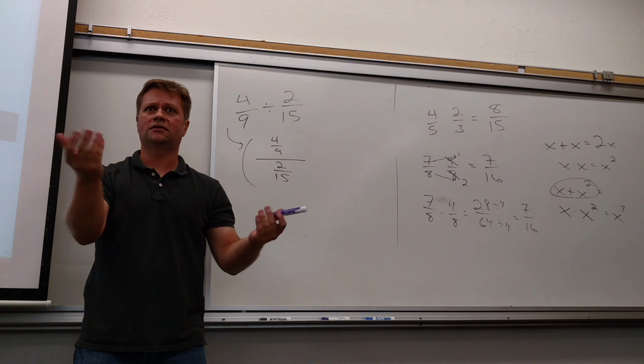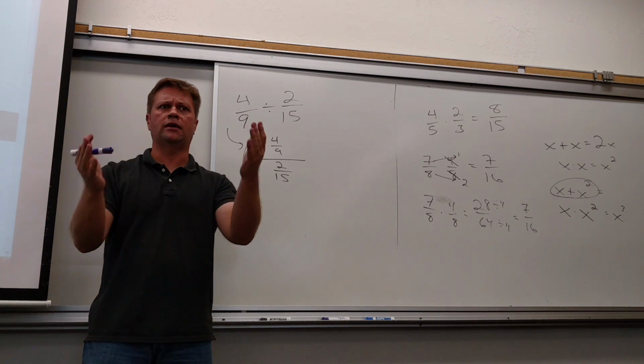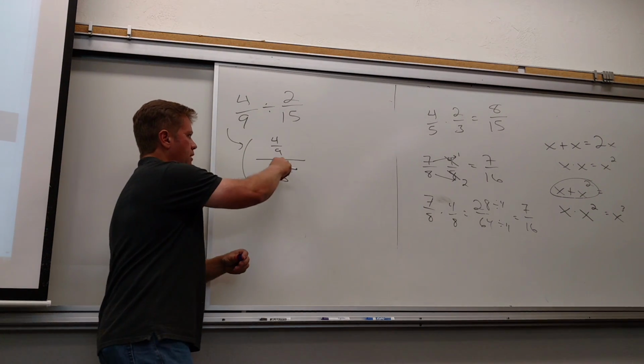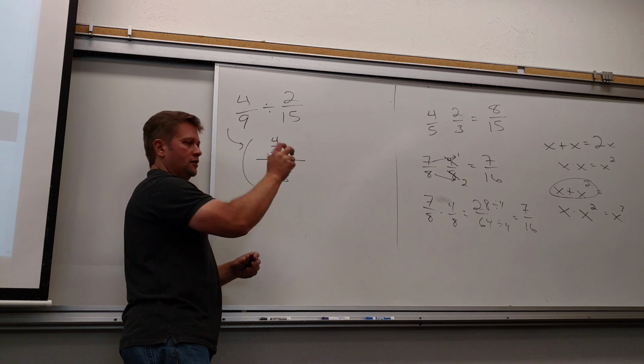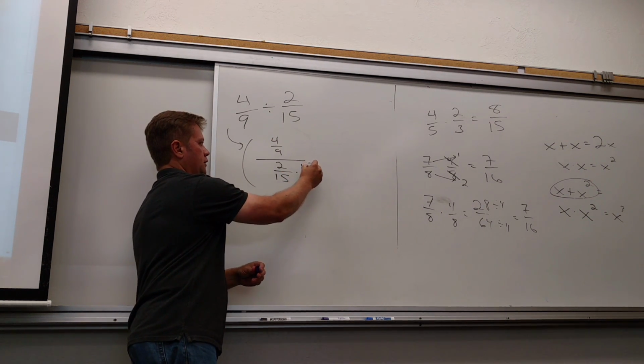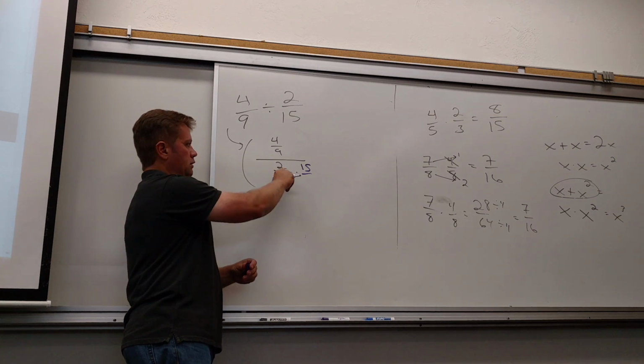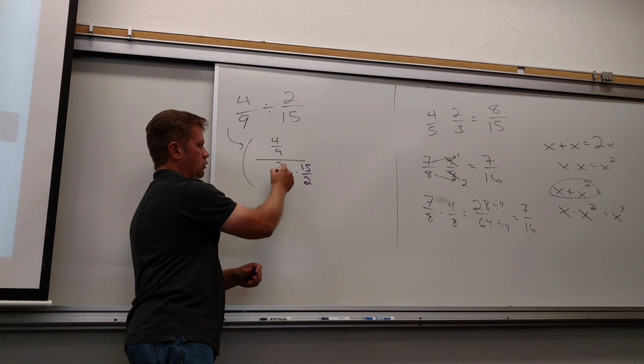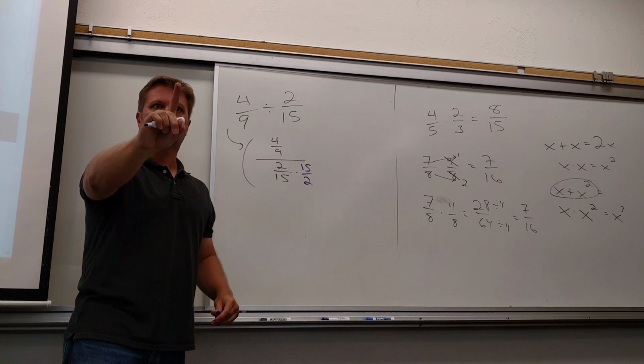Because then you can just forget about it, right? And anything divided by 1 is itself. How do I make this become 1? It's divided by 15, so I want to multiply it by 15. It's 2 on top, so I want to have a 2 on the bottom. See how those would cancel? It would become 1. Go with it.